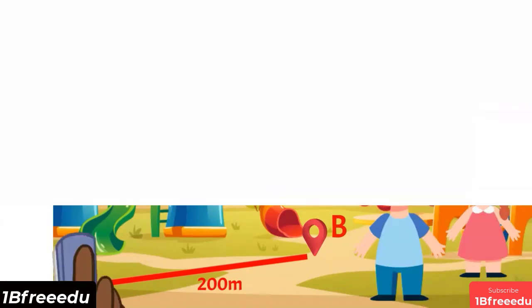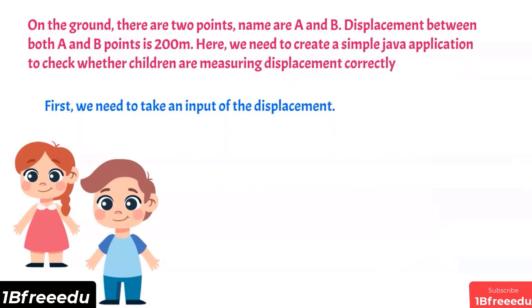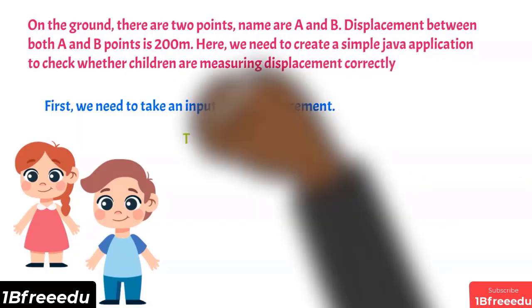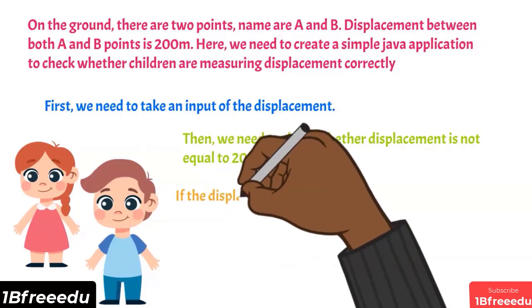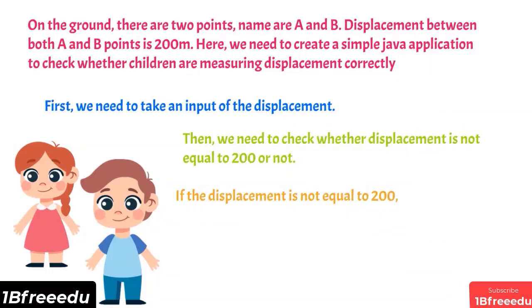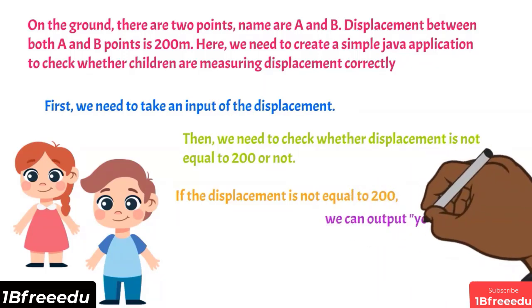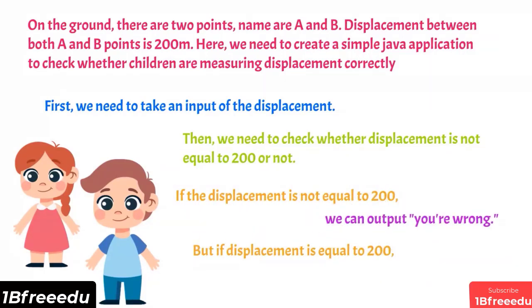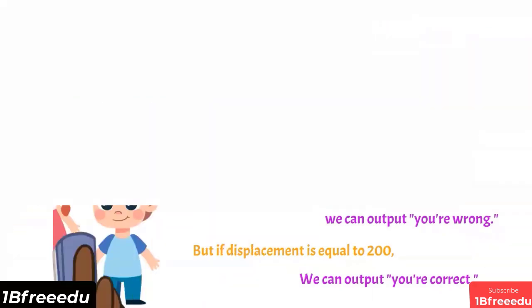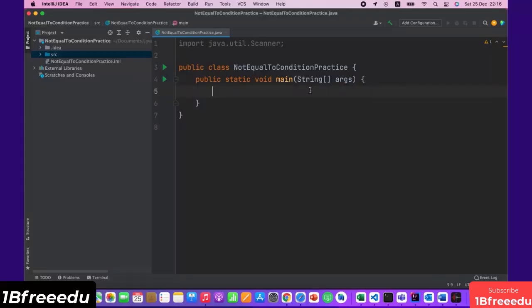condition. To do that, first we need to take an input of the displacement. Then we need to check whether the displacement is not equal to 200 or not. If the displacement is not equal to 200, that is a wrong displacement, so we can output "you are wrong". But if the displacement is equal to 200, that is the correct answer, so we can output "you are correct". Okay, let's begin to code this application.